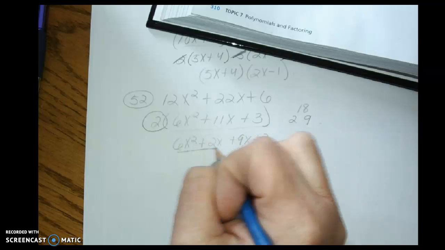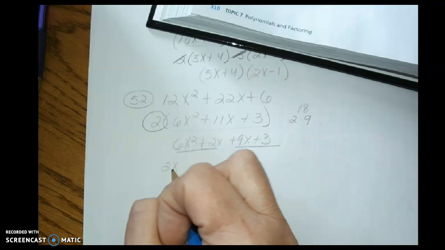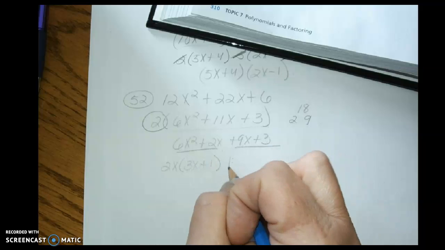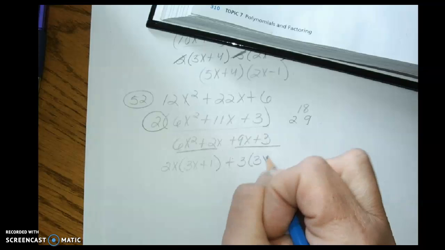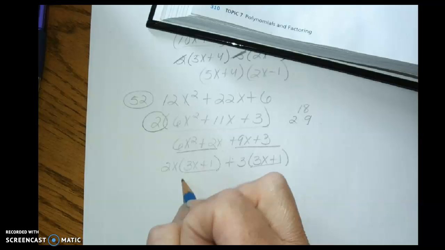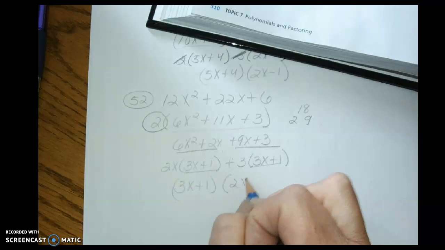Then I am going to look at this, and I'm going to look at this. I can factor out the greatest common factor 2x, and I have 3x left. And I factor out a 3, and I have 3x plus 1 here. And then I can pull out the 3x plus 1, and I have left a 2x plus 3.